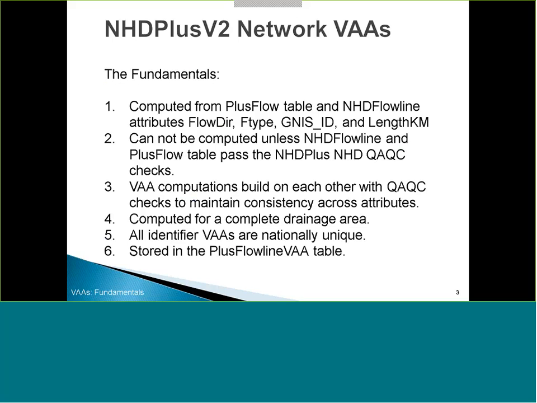We have a QA/QC process that is very rigorous. The QA/QC checks the flow table against the network. It doesn't mean that the network is completely right. You could have the network flowing in the wrong direction, but if everything is flowing in the wrong direction, then it's right as far as QA/QC is concerned. We try not to have that happen. If the data doesn't pass QA/QC, you can't compute the value-added attributes.